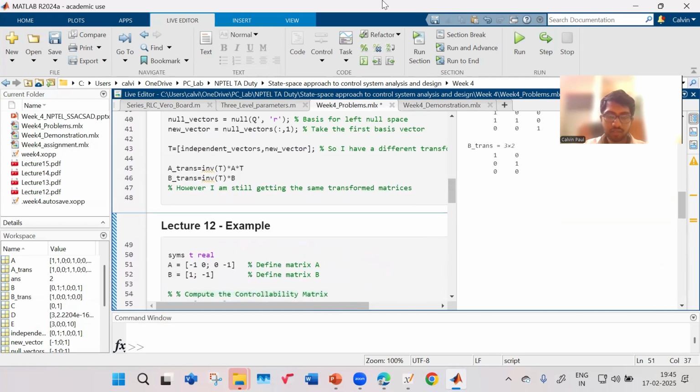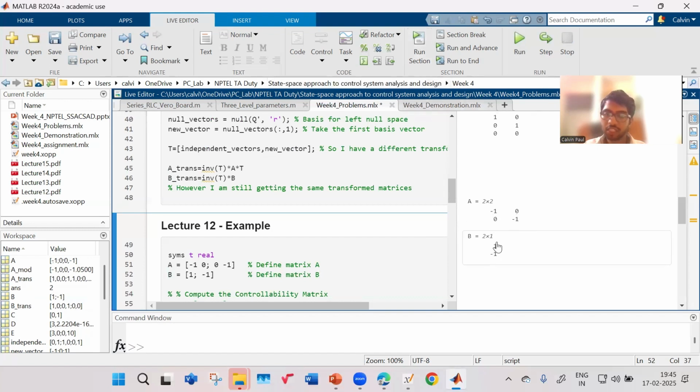So this is my A matrix. Let me run it. This is my A matrix: it is -1, 0, 0, -1, 1, and -1. So it may look as though it is in Jordan form. You may think that it is in Jordan form, and since none of it is 0, you can say that it is controllable, you may think.